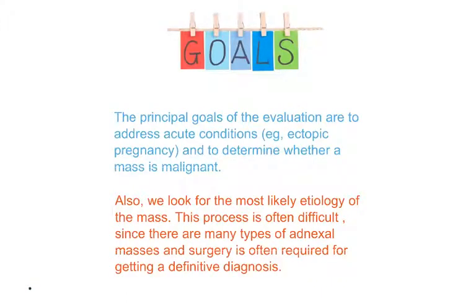Now when we see a patient with an adnexal lesion, we need to think: does the patient have an acute condition such as ectopic pregnancy, where the person usually goes to the emergency room because of terrible, severe pain that they cannot tolerate anymore? We also need to determine whether the mass is a malignancy or not, because malignancy can give you pain or not, when we talk about ovarian cancer. So we need to look for the etiology of the mass.